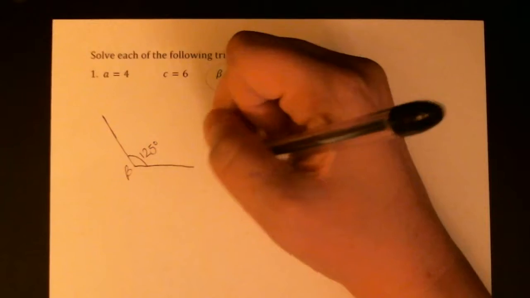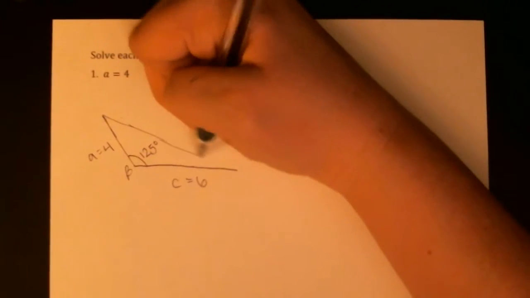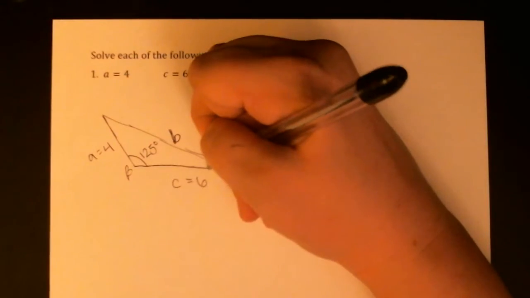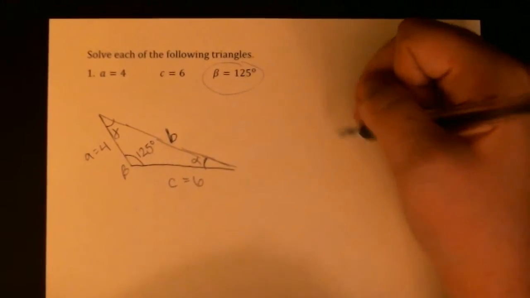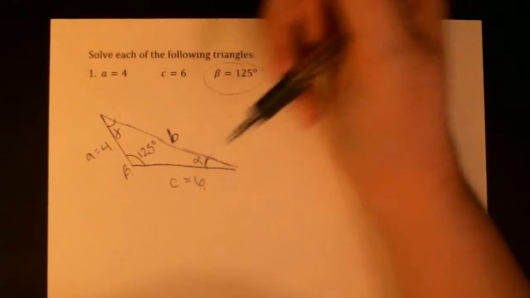So you can choose which one is A and which one is C. I'm going to say this is A equals 4, and C equals 6. And then when I connect, this is my missing side B. And I'm also missing angle alpha and angle gamma. Okay, so this is a side angle side.